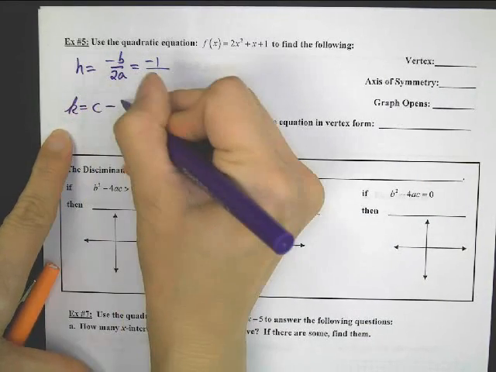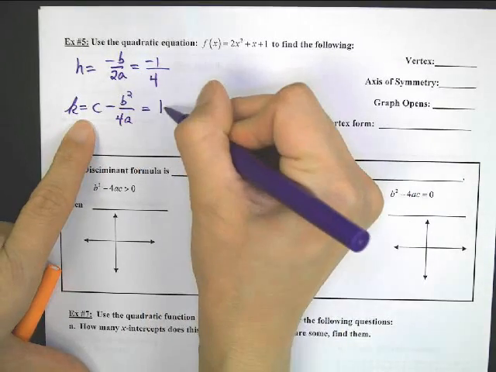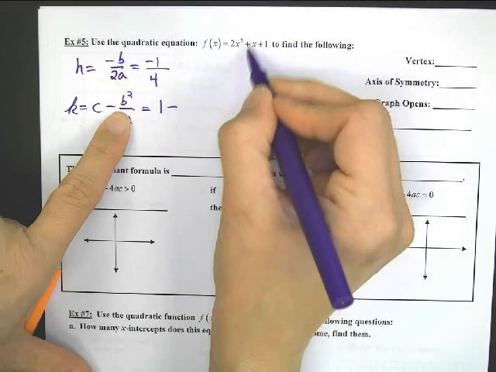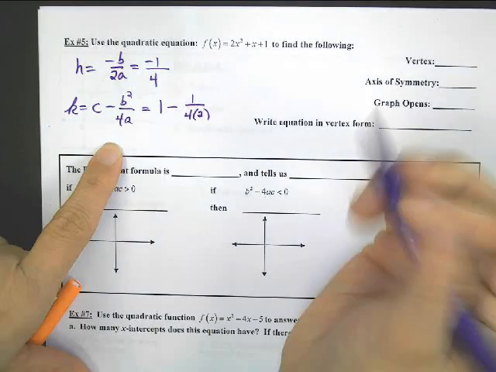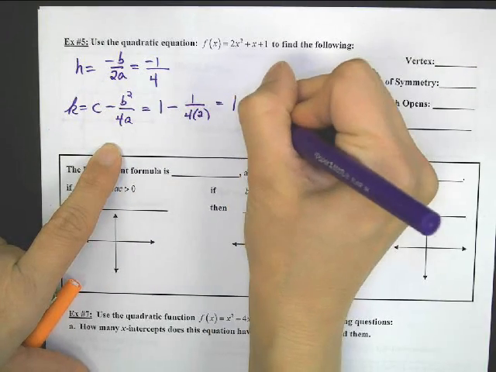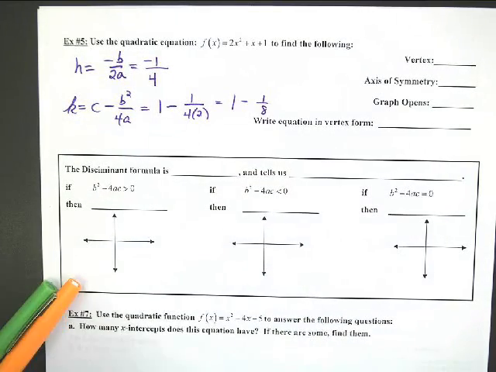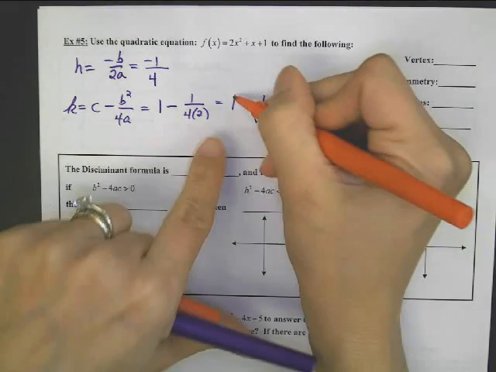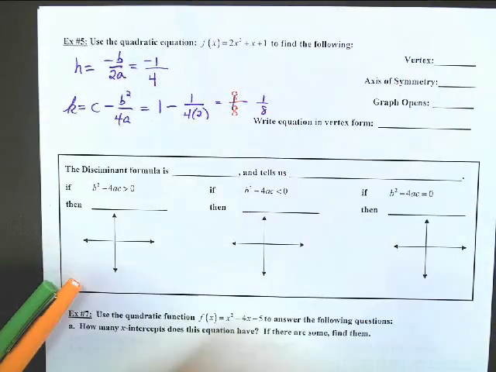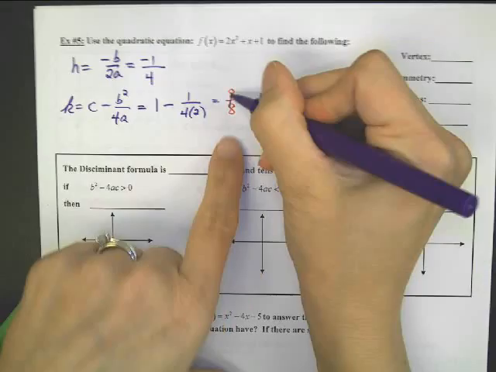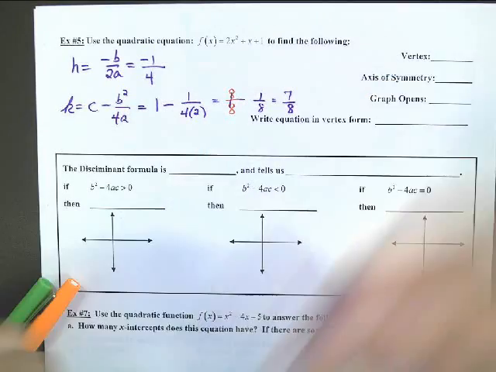Yep. K is c minus b squared over 4a. The c value is 1. The b number is 1, so 1 squared is just 1, over 4a, 4 times 2. So we've got 1 minus 1/8. When you are adding or subtracting fractions, you need to make a common denominator. So how should I write this 1? And the answer is 8 over 8. 8 divided by 8 is 1. So what's 8 over 8 minus 1 over 8? And the answer is 7 over 8.